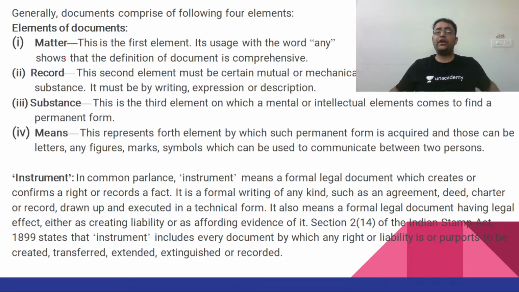Okay, now generally documents comprise the following four elements. So normally when we talk about documents, in terms of interpretation of documents, they include the following four elements. Now the elements of documents, first is the matter. This is the first element.